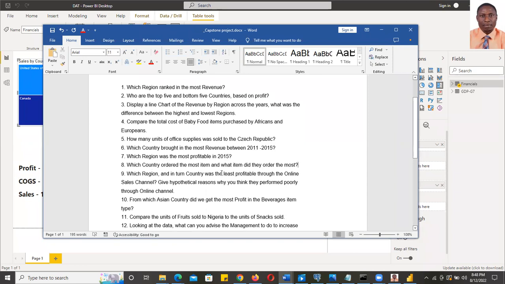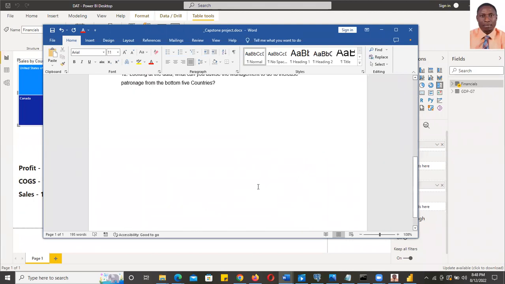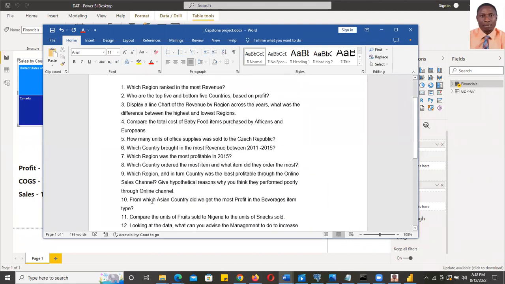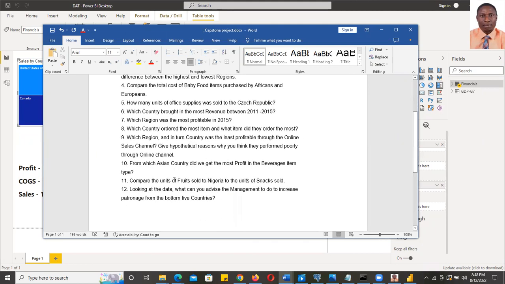Which region, in turn, country was the least profitable through the online sales channel? Give hypothetical reasons why you think they performed poorly through online channel. The tenth question says, from which Asian country did we get the most profit in the beverages item type? 11th, compare the unit of fruit sold to Nigeria to the unit of snacks sold. Looking at the data, what can you advise the management to do to increase patronage from the bottom five countries?